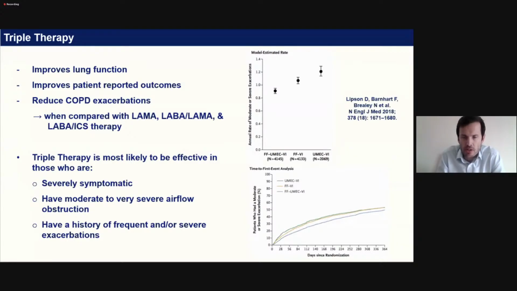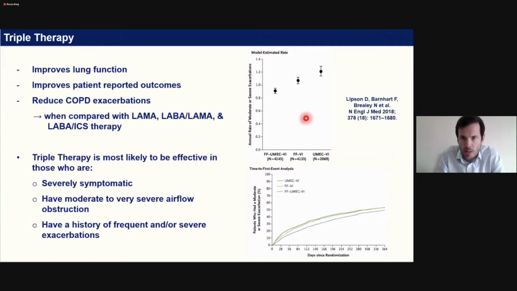Over the course of a year, patients were randomized to receive once daily combination of fluticasone furoate, which is an inhaled glucocorticoid, umeclidinium, which is a LAMA, and vilanterol, which is a LABA, as triple therapy, or a combination of the steroid and the LABA, or a combination of the LABA-LAMA. The primary outcome was the annual rate of moderate or severe COPD exacerbations during treatment.